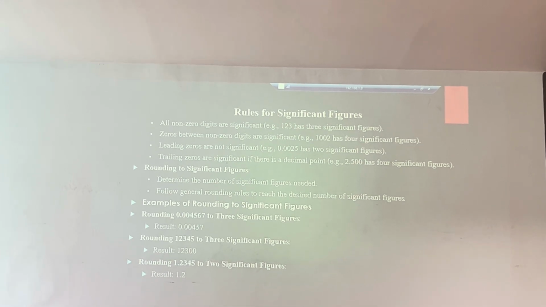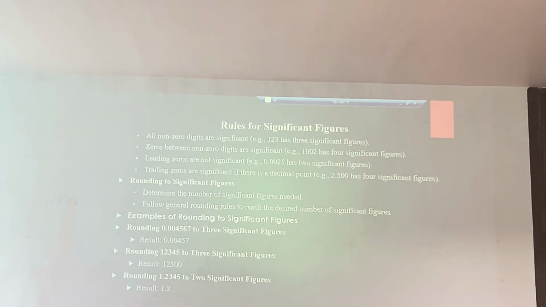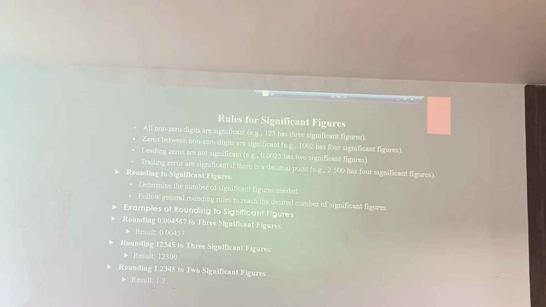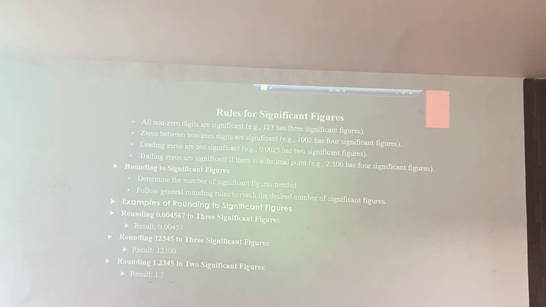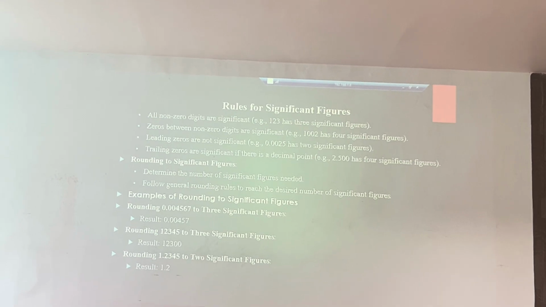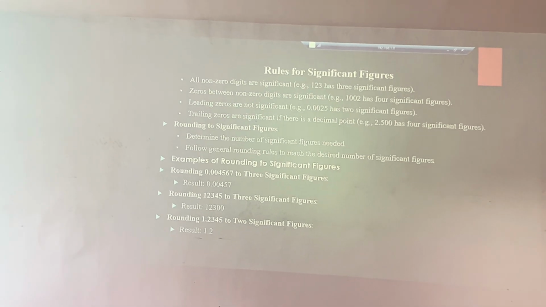If after the decimal point you are getting zeros and then digits like 1, 2, 3, 4, then 1, 2, 3, 4 are the significant numbers. Whatever zeros are coming before them are non-significant. So always remember this. For example, rounding 0.004567 to 3 significant figures.